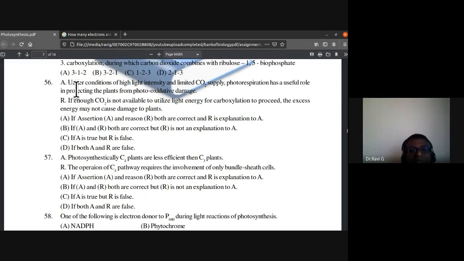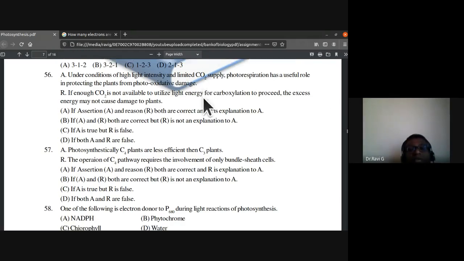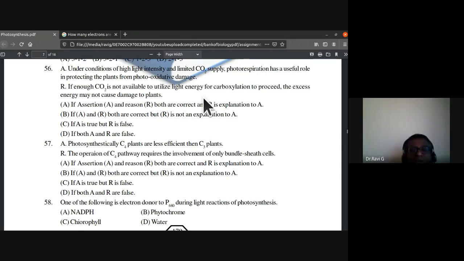See 56, both A and R are going to be false statements. Under conditions of high light intensity and limited carbon dioxide supply, photorespiration has a useful role in protecting the plants from photooxidative damage. So these two statements, both of them are wrong. So both A and R are wrong statements.